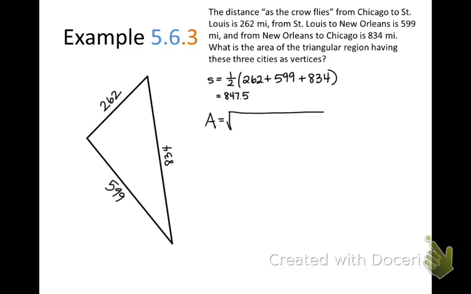Square root of S times S minus, and what's my A value? 262 times S minus 599 times S minus 834. Notice that I've been using S so that I don't have to write this out so big.